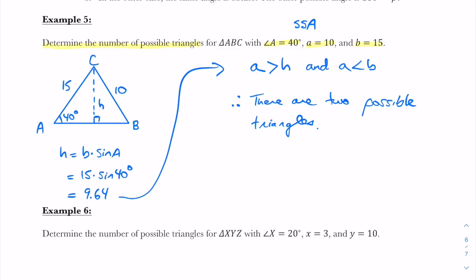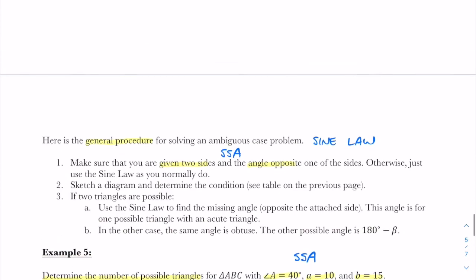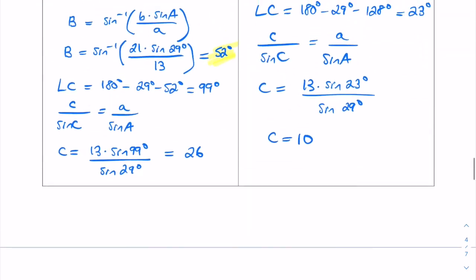In this question, we were just asked to determine the number of possible triangles. Let's say the question asked you to solve them. Now that you know there are two possibilities, what you would do is the following. You would set up two cases, just like we did in example 4.